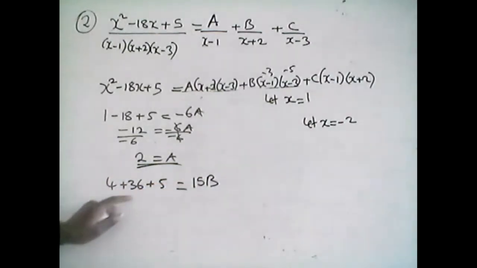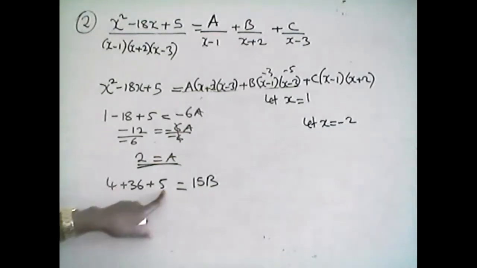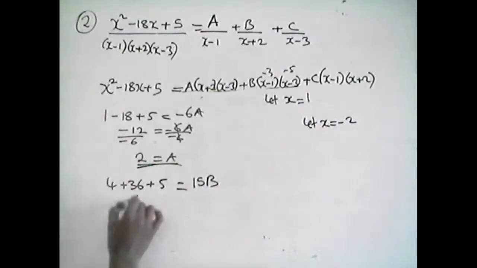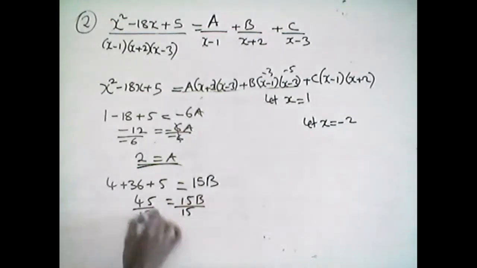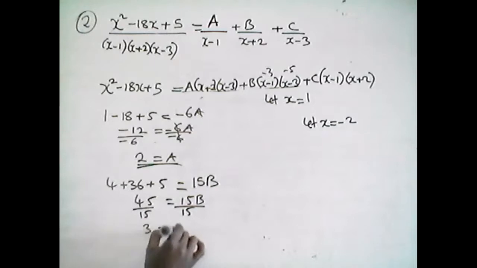So we just simplify here. 4 + 5 is 9. 9 + 36 is 45. So 45 equals 15B over 15 over 15. So 3 equals B. So B is equal to 3, A is equal to 2.